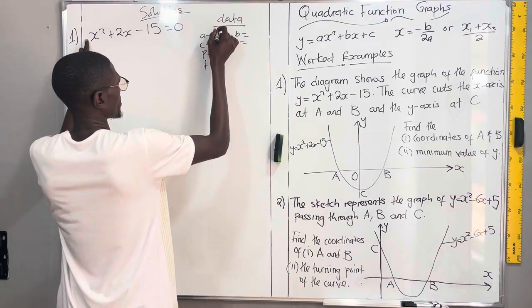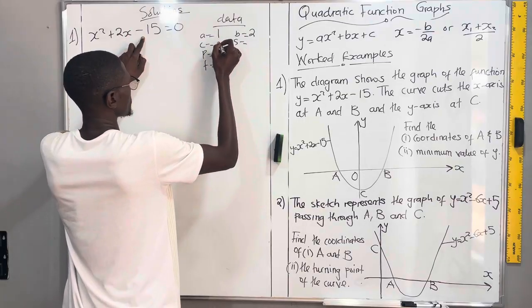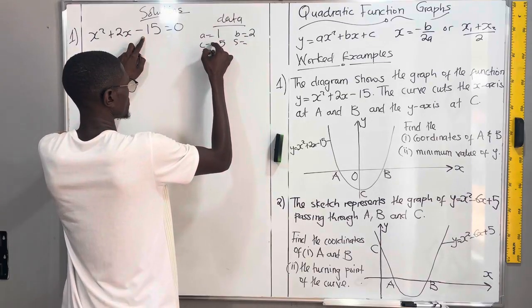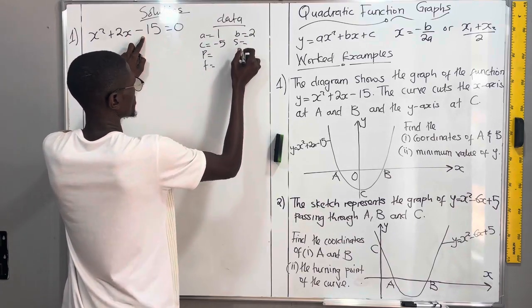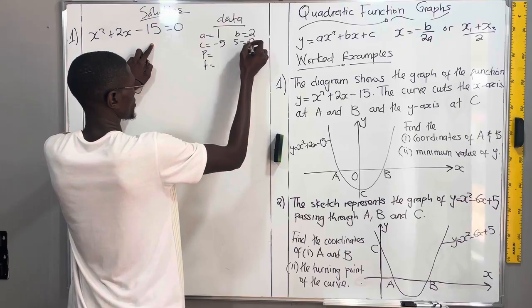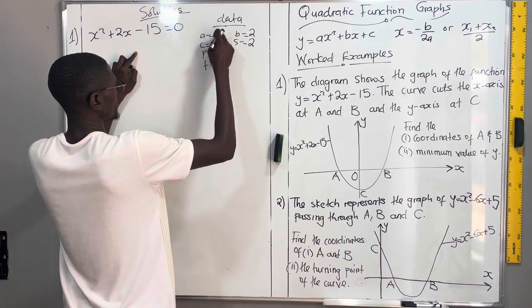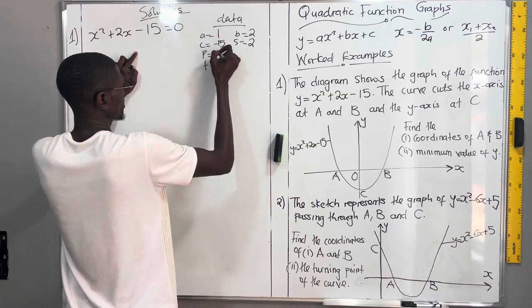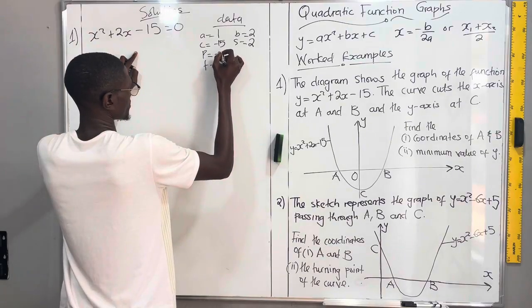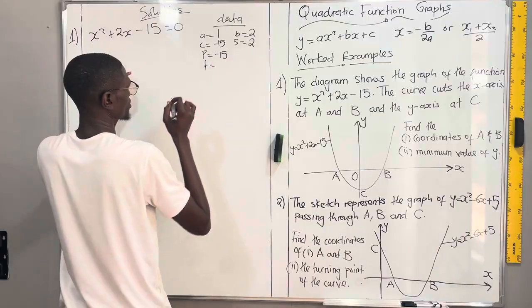So what is our A? Our A is 1. What is our B? Our B is 2. Our C is negative 15. And then sum is the same as B, so it's going to be a 2. The product is found by multiplying A times C. So 1 times negative 15, we're going to get negative 15. Okay. So now we need to come up with the factors.